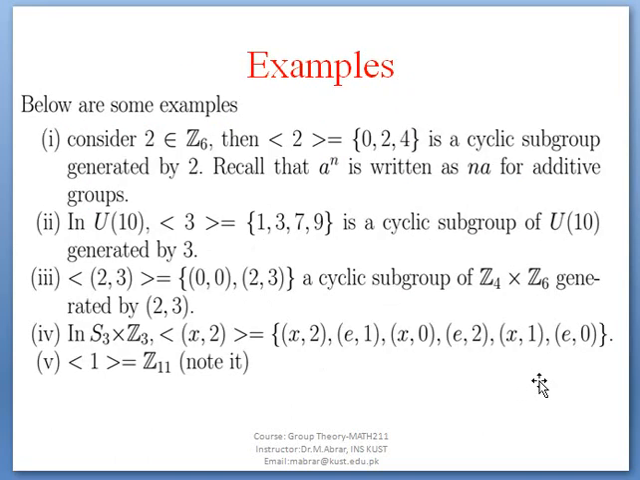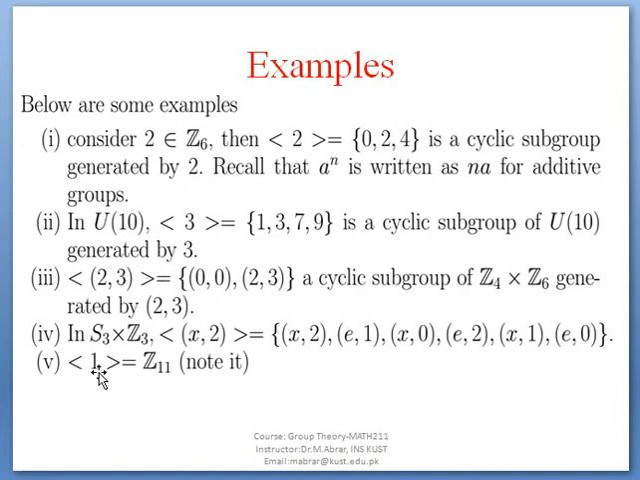Here are some examples. We take 2 from Z6, which is a group under addition modulo 6. Then all multiples of 2 are 0, 2, 4, so this is the cyclic subgroup generated by 2. Similarly, if we take 3 from U10, we will get 1, 3, 7, 9, and we call it the cyclic subgroup generated by 3. Similarly for examples 3 and 4.